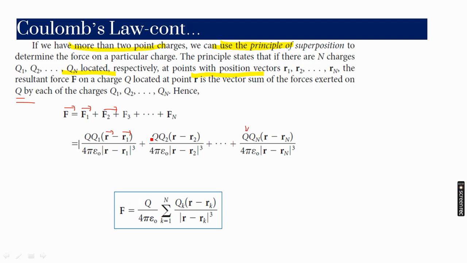So what is common here? Q by 4 pi epsilon naught is common, so I take it out, and I can write everything in a summation. The other charges Q1, Q2 vary, right? So I can put Qk here, R minus Rk divided by the magnitude of R minus Rk, the whole cube. These are the vectors.